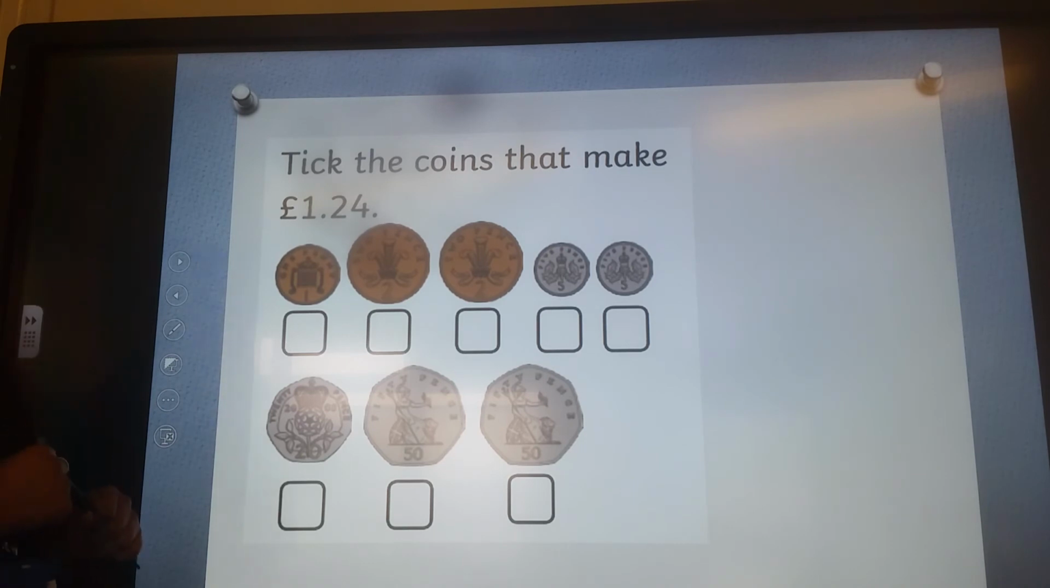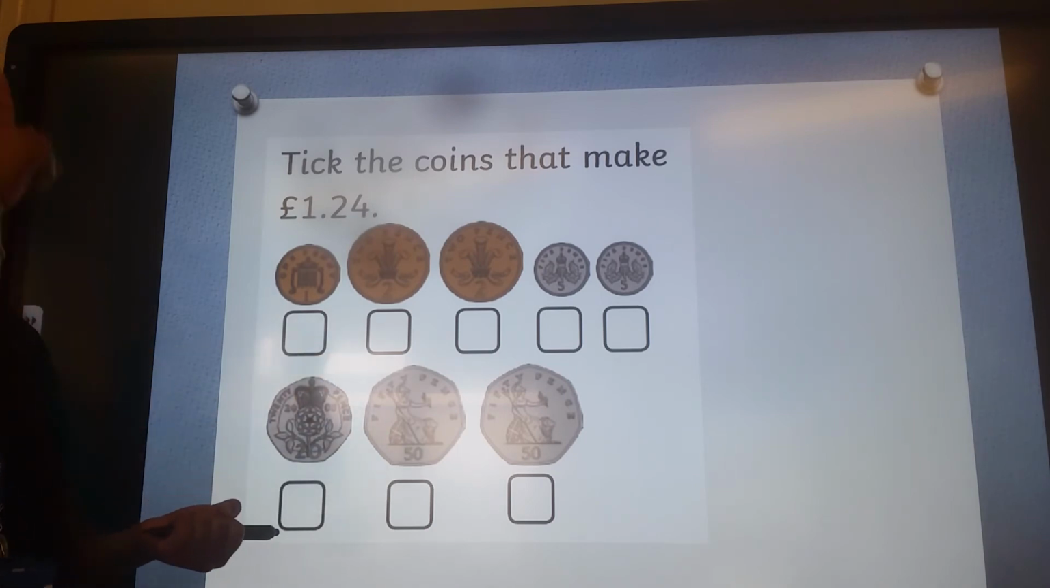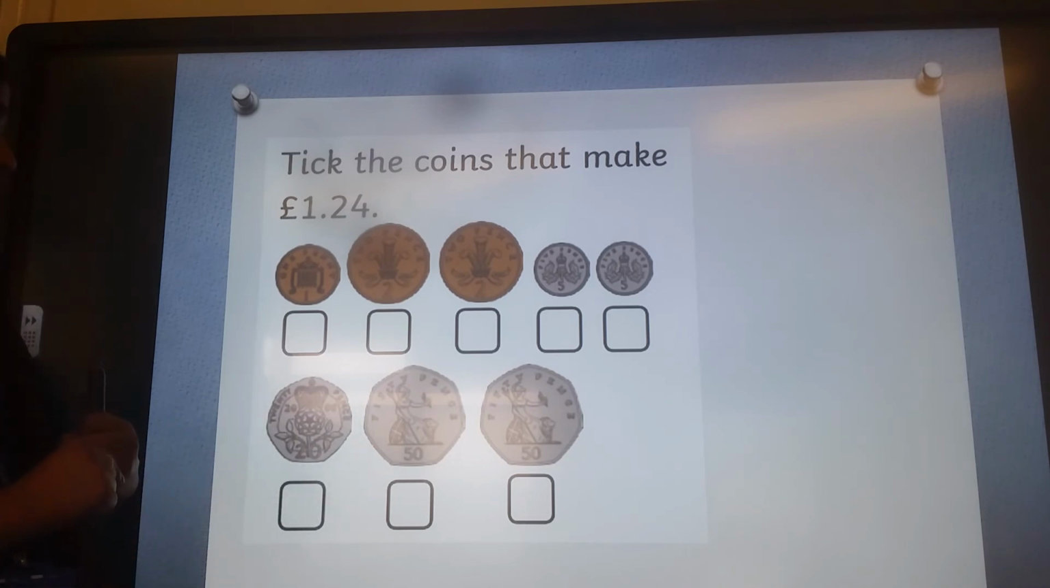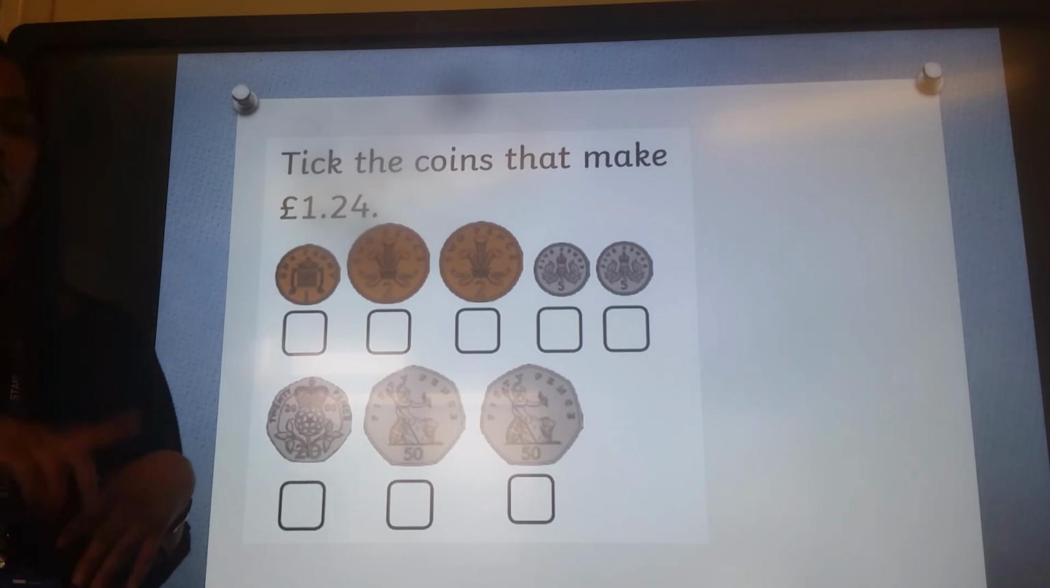Okay, tick the coins that make £1.24. Tick the coins that make £1.24, okay? And what you guys can do is just draw the coins that we need to make £1.24. And just to help you out, I'm going to tell you that you need five of those coins to make £1.24. Off you go.